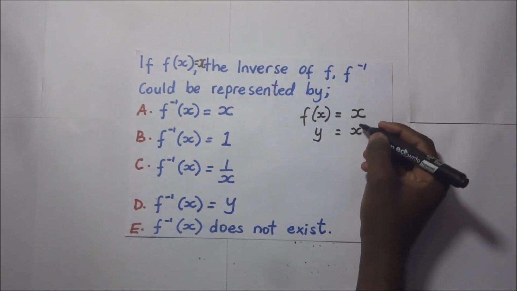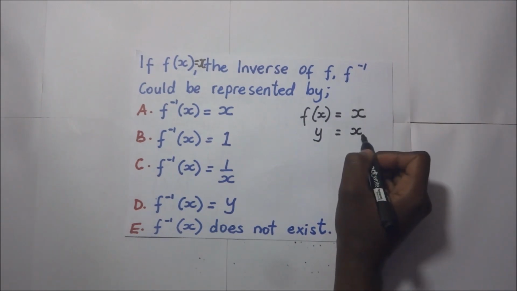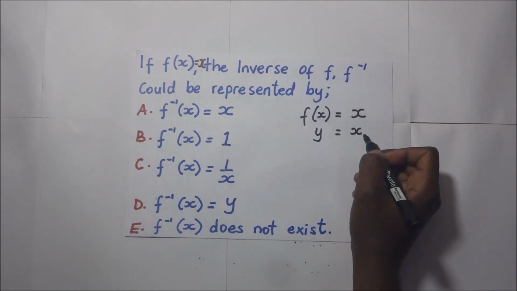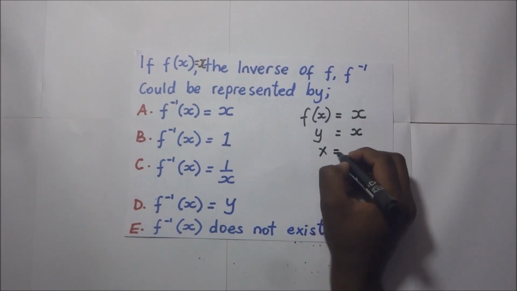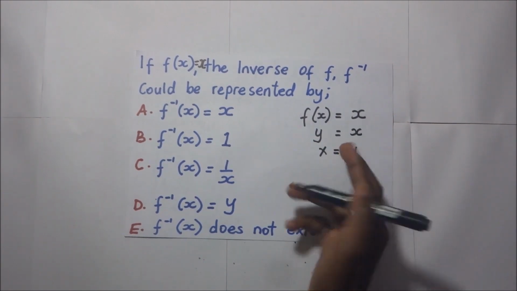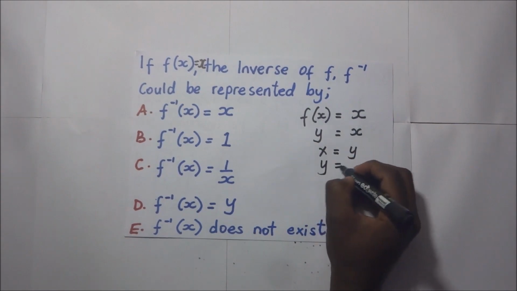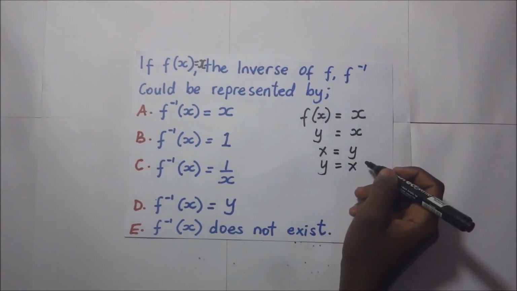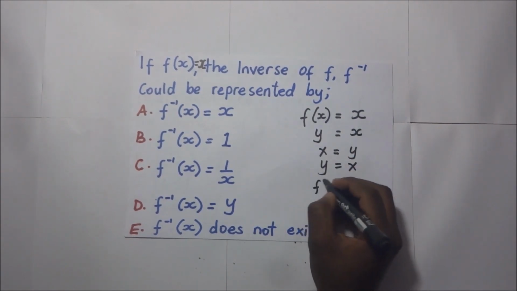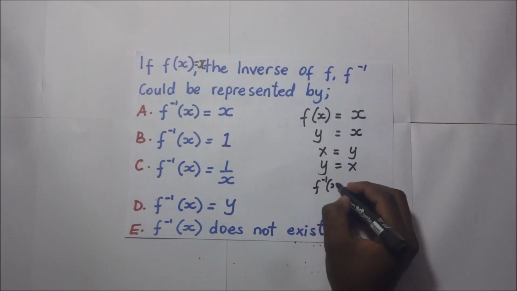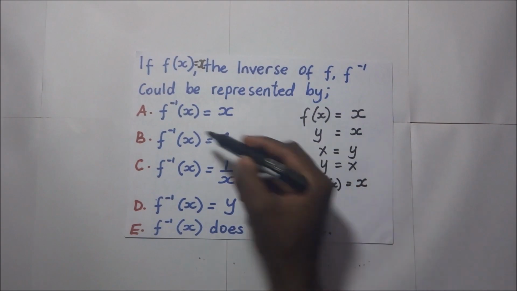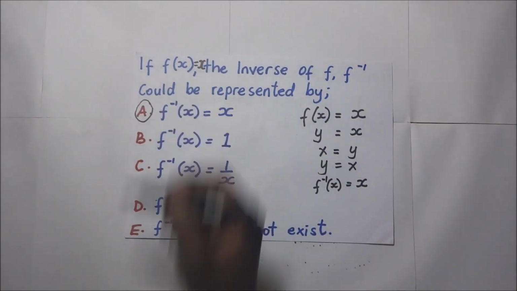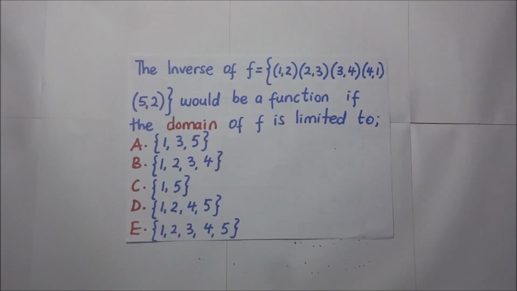Of course, already here x is the subject, so x is going to be equal to y. So if we flip those, y will still be equal to x. What does that mean? It means that the inverse of x is still going to be x, and our answer here is A.